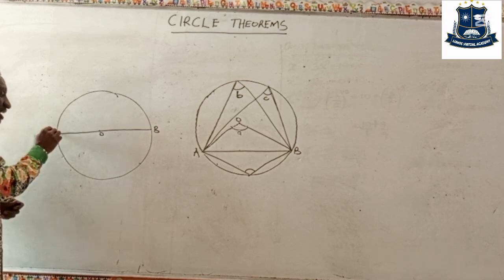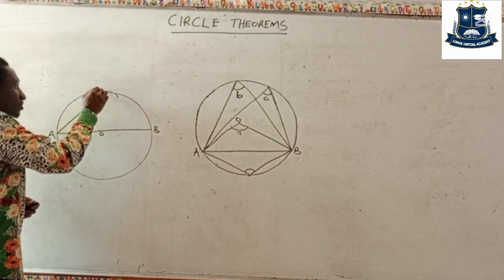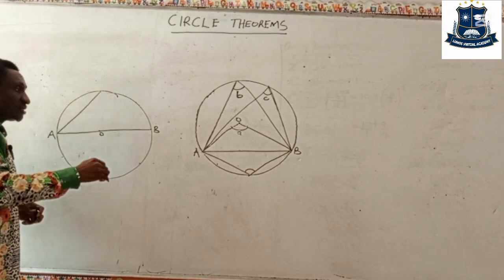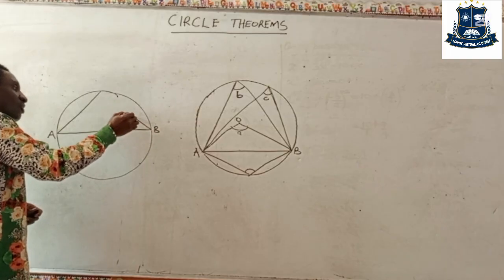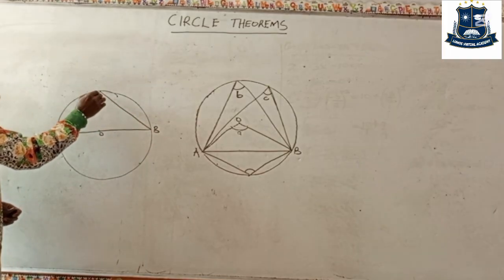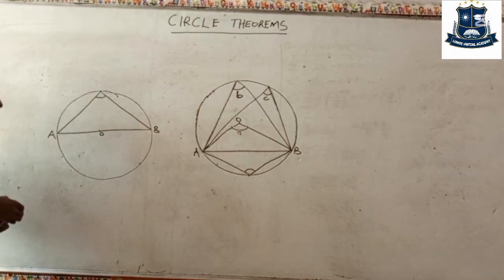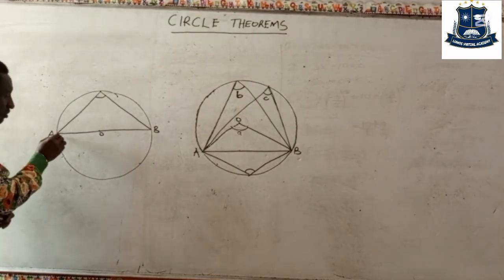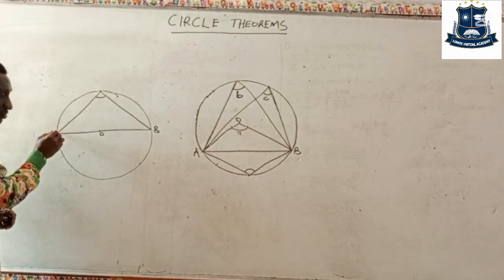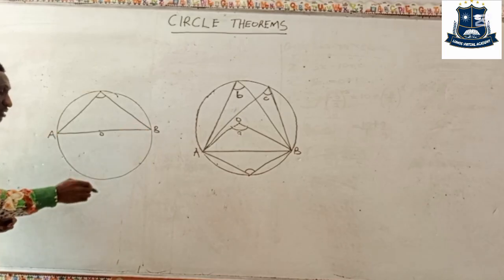One line will be drawn from one end of the diameter to where it touches the circumference. Another line is drawn from the other end of the diameter to where the two lines meet. That is the angle formed by the diameter. And of course, you know that the diameter can also form another angle here, another angle here, and so on and so forth.